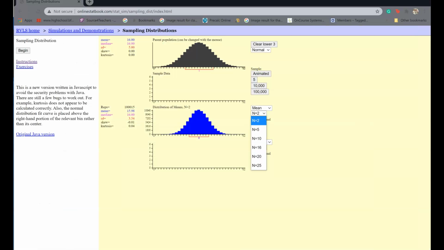Now I'm going to change the sample size. Notice here, I can change my sample size. I'm going to change it to 5. I'm going to take 5 numbers at a time, and we're going to animate them. This blue dot is the average of these 5 numbers, and there's another average.